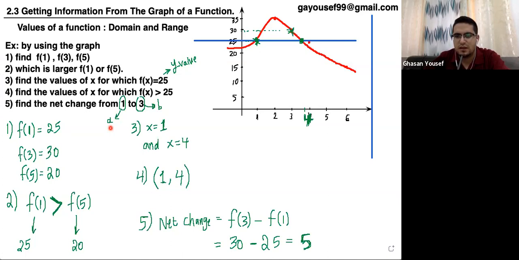Eric said the closed interval from 1 to 4. Who said the same answer as Eric? Does Eric have the right answer? Again, find the values of x for which f of x is greater than or equal to 25. What is the answer?